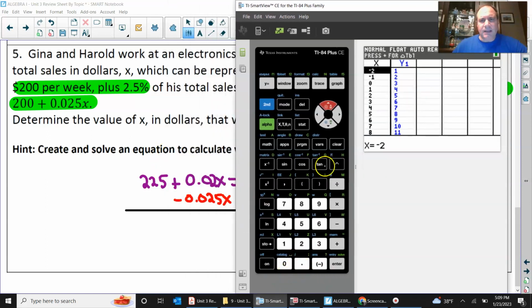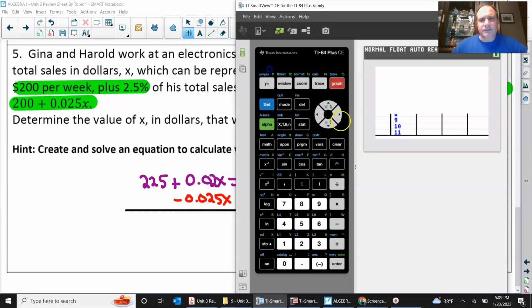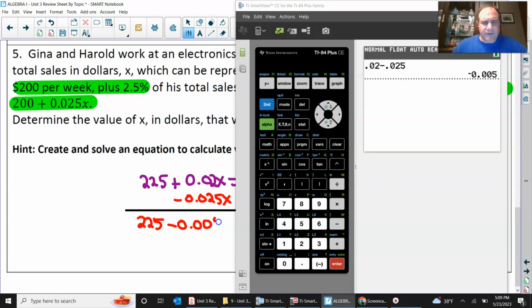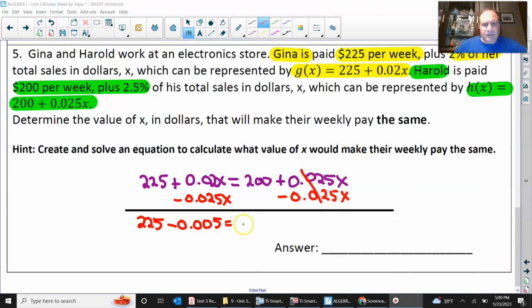And we're going to get here, let me just clear this graph and clear, 0.02 minus 0.025, and that is 225 minus 0.005 equals 200.